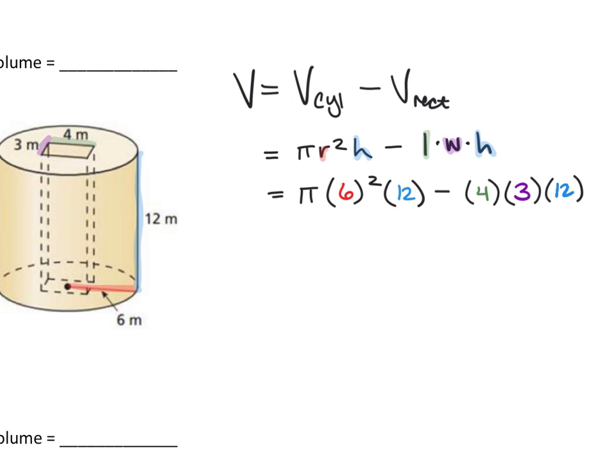Once you get the numbers plugged in for the volume of a cylinder and the volume of the rectangle, remember volume of rectangle was base times height. The base is just a rectangle, so length times width times the height. We can throw that in a calculator. Go ahead and do the first part. Pi times 6 squared times 12. I want that number first. Go for it.